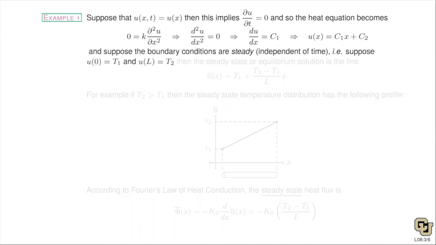Suppose the boundary conditions are what we call steady, i.e. independent of time. Suppose U at 0 is some constant T1, and U at the right side is some constant T2: the steady state temperature at the right side and the steady state temperature at the left side. And now we're just going to do basic algebra, plug in and solve this thing.